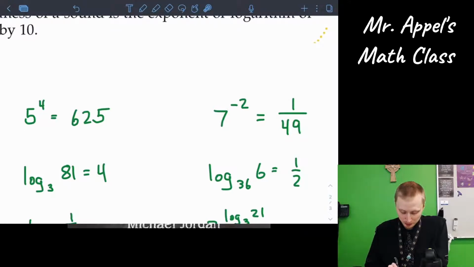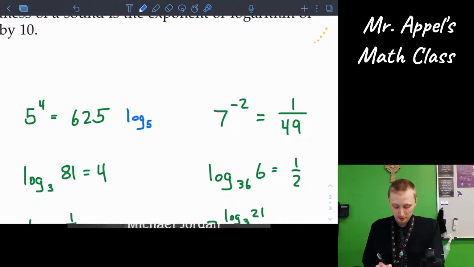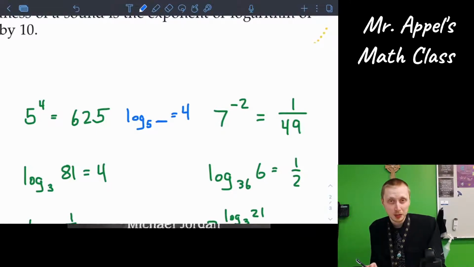5 to the 4th power equals 625. Keep the base the same. So instead we can have log. The base was 5, so we'll put a little subscript 5 under our log. Of what? Of the argument. Log always reveals the exponent. So if you can't remember what goes here, at least remember log should always equal the exponent.